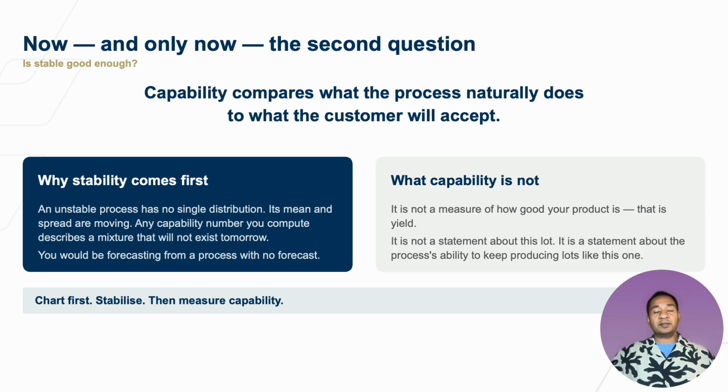So now the next question. Capability compares what a process naturally does to what customers will accept. It is a formal comparison between the voice of the process and the voice of the customer, and it produces a single number.